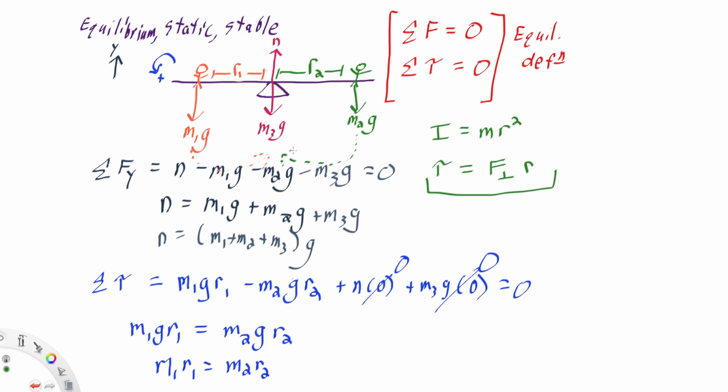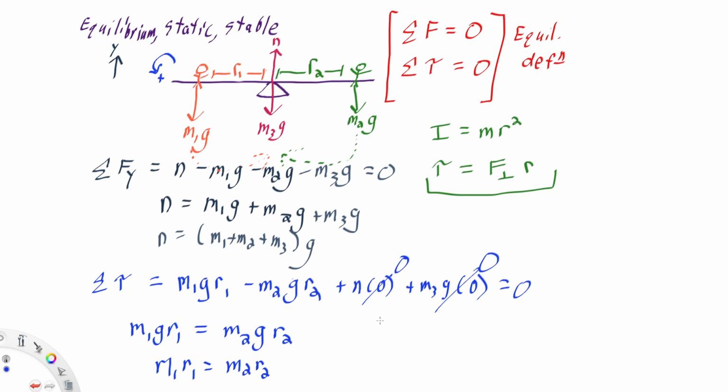And then the N and the N3G, they're both zero because they're in the middle, right? So they won't cause any rotation at all, because they're applied right at the point we're letting the whole system rotate. Okay, thank you. Yeah.